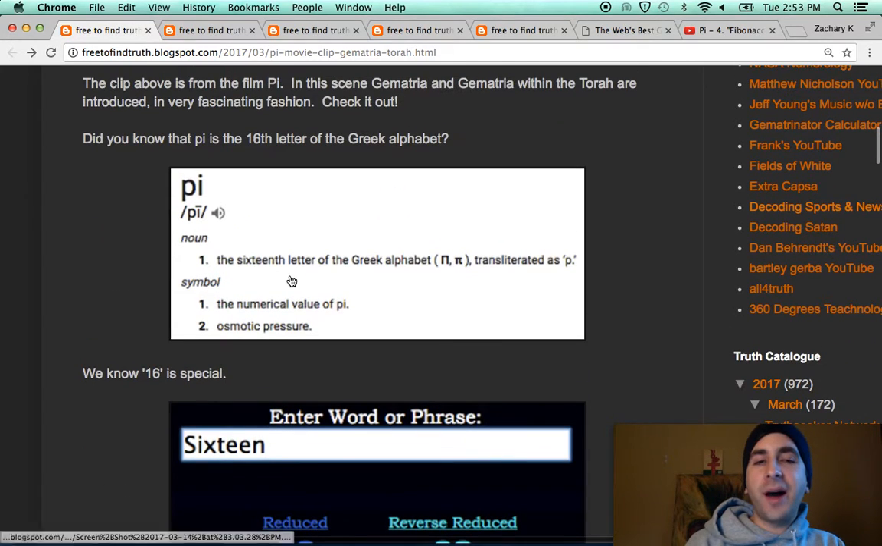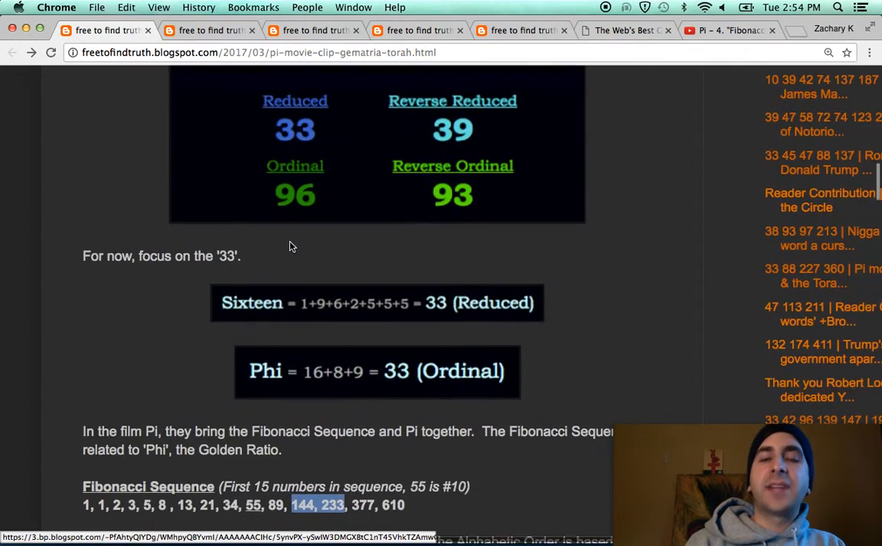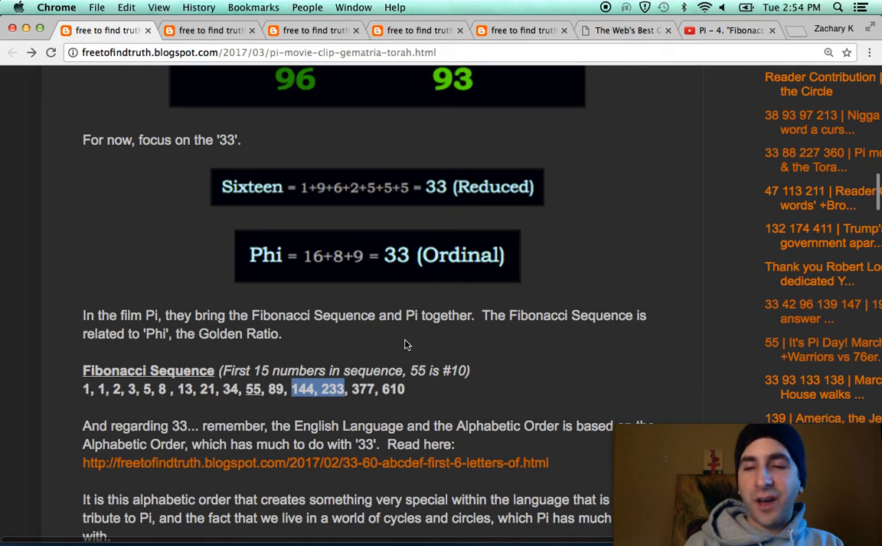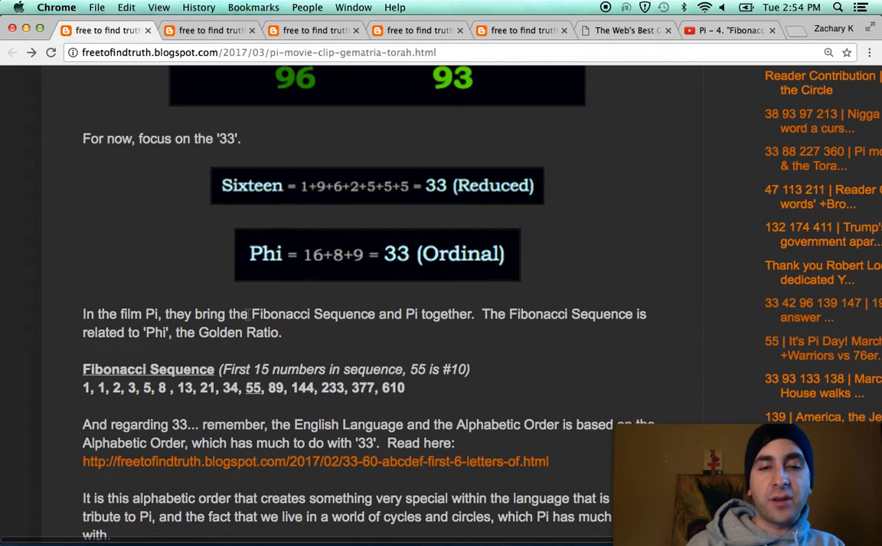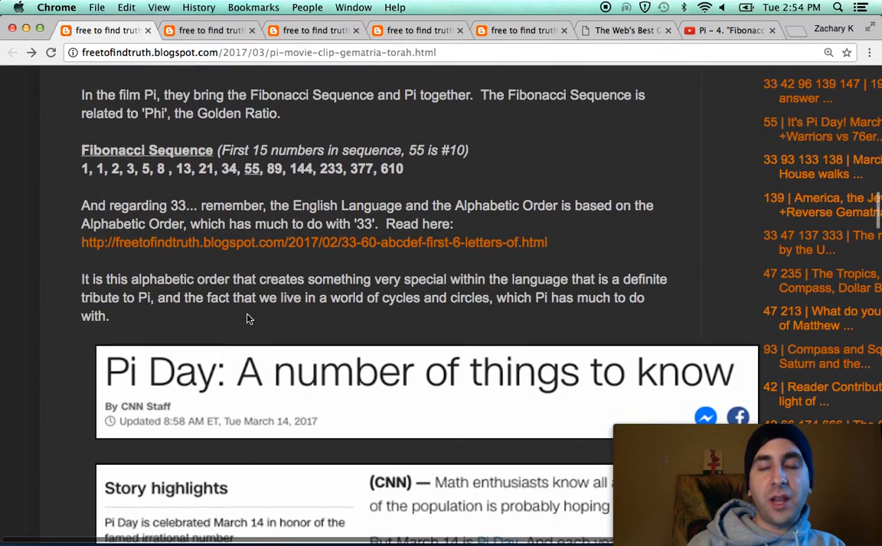But think about it. Pi is the 16th letter. It's related with the Fibonacci sequence in phi. You know, they're introducing this in this film. The writer of the film, his name's Darren, which equals 33 in gematria as well. You know, a lot of 33 in Hollywood. Hollywood's 33. Like masonry, like secrecy.